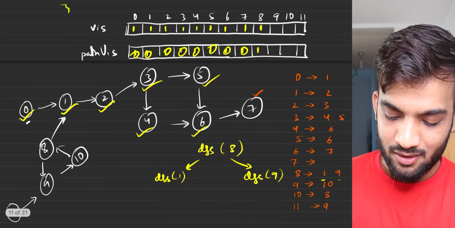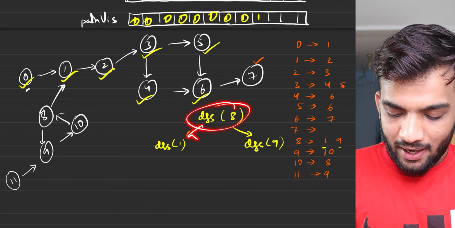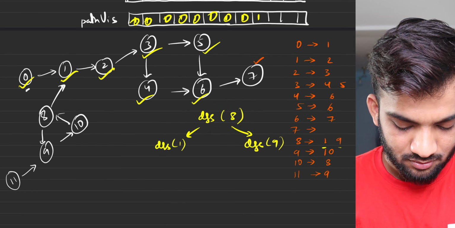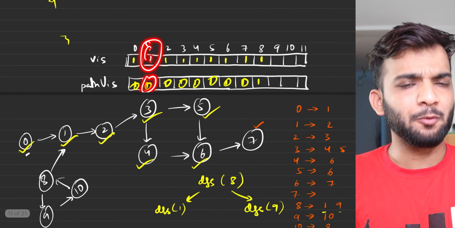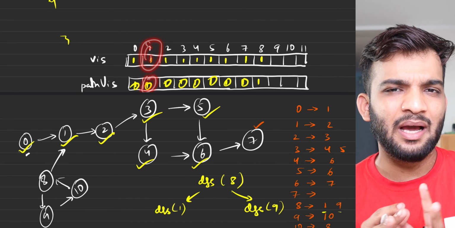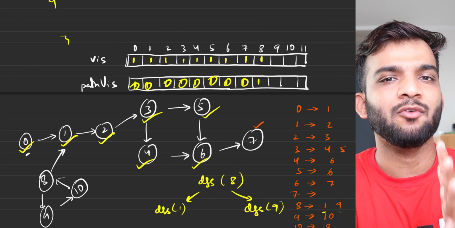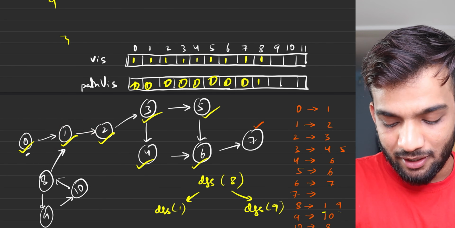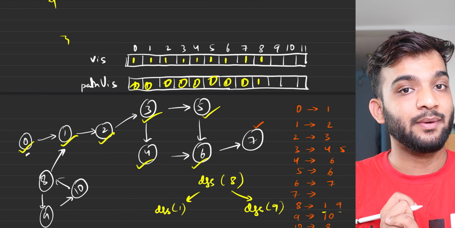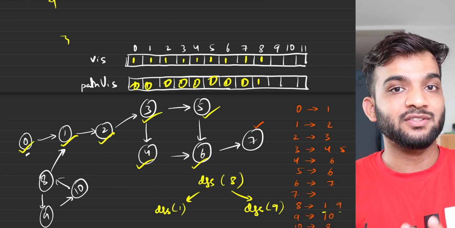No. Why? When 8 tries to go to 1, it says, hey, listen, I am already visited and I'm not path visited, which means I'm not a part of a cycle, or I'm not someone who gets into a cycle. Because if this guy was a part of a cycle, it would have been visited and path visited as well. Got it? It's not a part of a cycle.